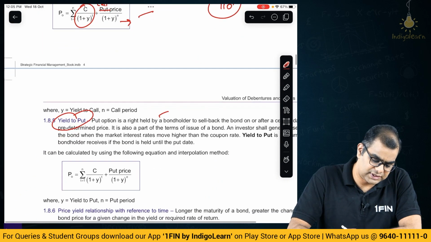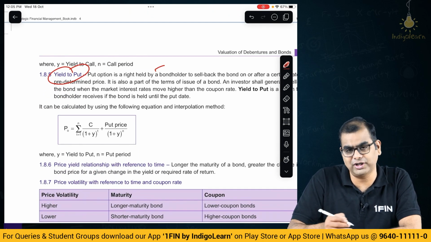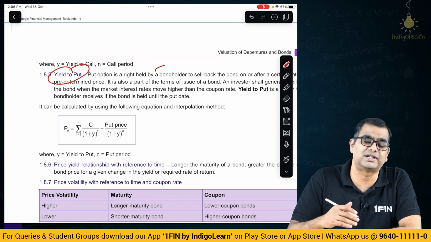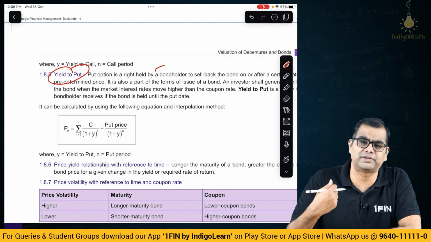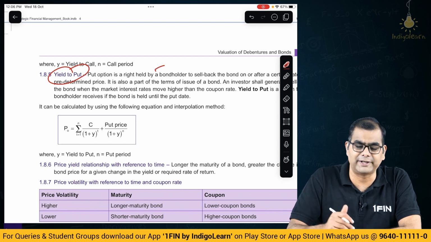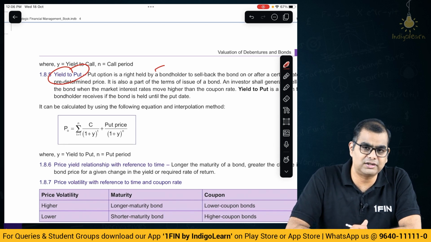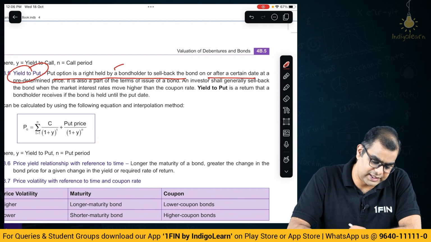Okay. Same way, how do you do yield on a puttable bond? Puttable bond is exactly ulta, which is the investor, the bondholder has a right to sell it back to the company based on predetermined terms at a predetermined price. Now, when will a bondholder sell back the bond to the company at his or her option? Put option is a right held by the bondholder to sell back to the company on or after a certain date at a predetermined price. It is also part of the terms of the issue of the bond.